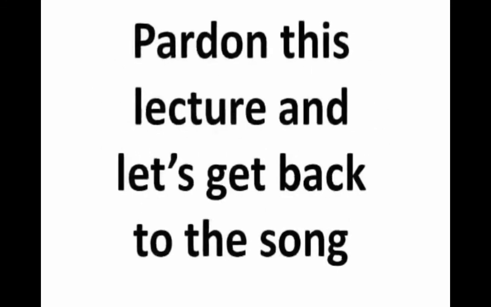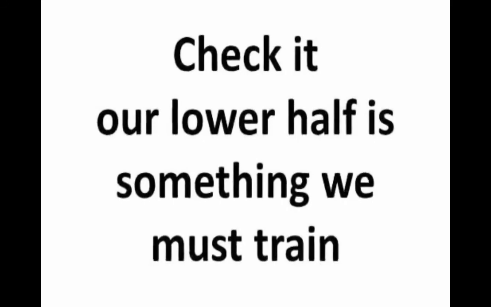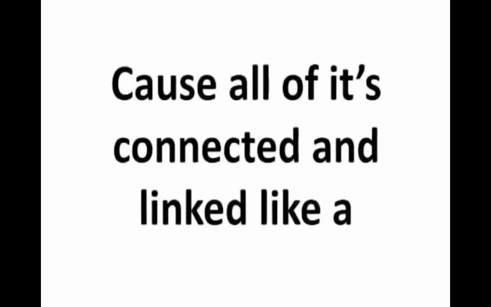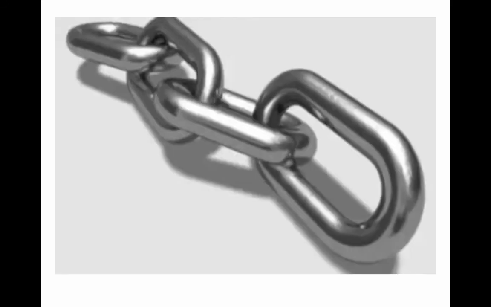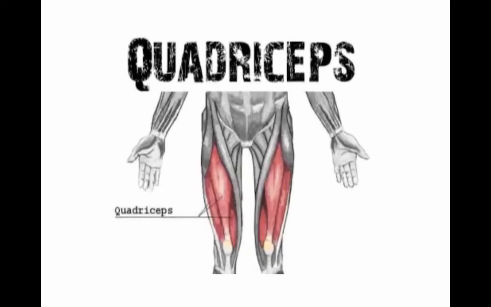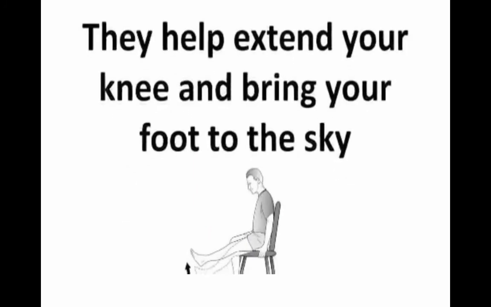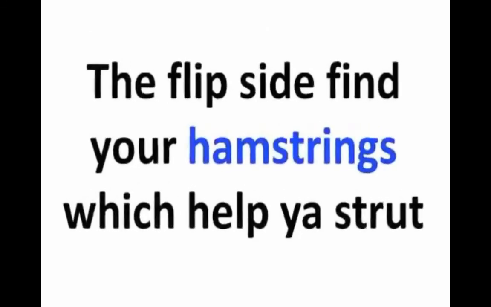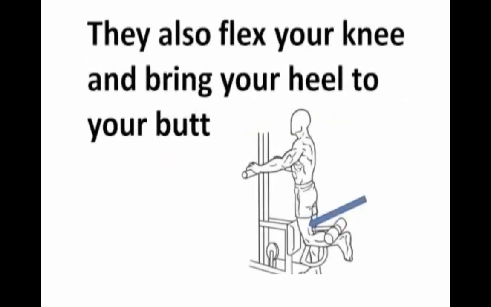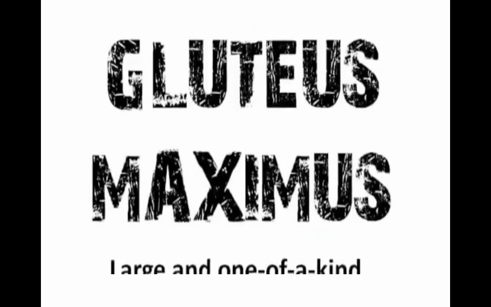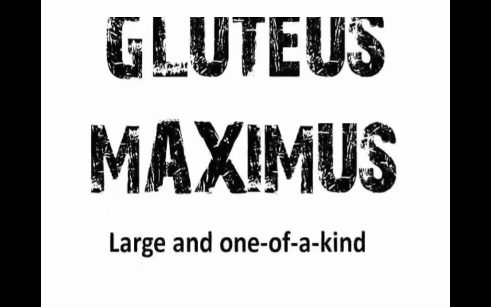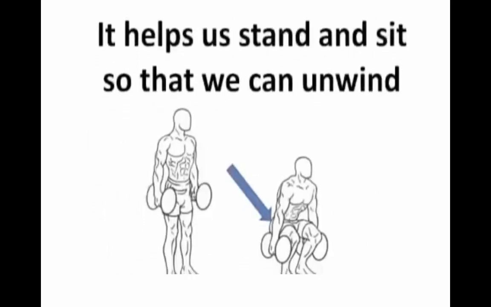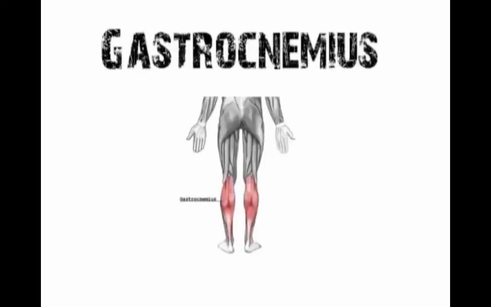Pardon this lecture and let's get back to the song. Check it, our lower half is something we must train, cause all of it's connected and linked like a chain. Quadriceps, 4 muscles on the front of your thigh. They help extend your knee and bring your foot to the sky. The flip side, find your hamstrings which help you strut. They also flex your knee and bring your heel to your butt. Gluteus maximus, large and one of a kind. It helps us stand and sit so that we can unwind.